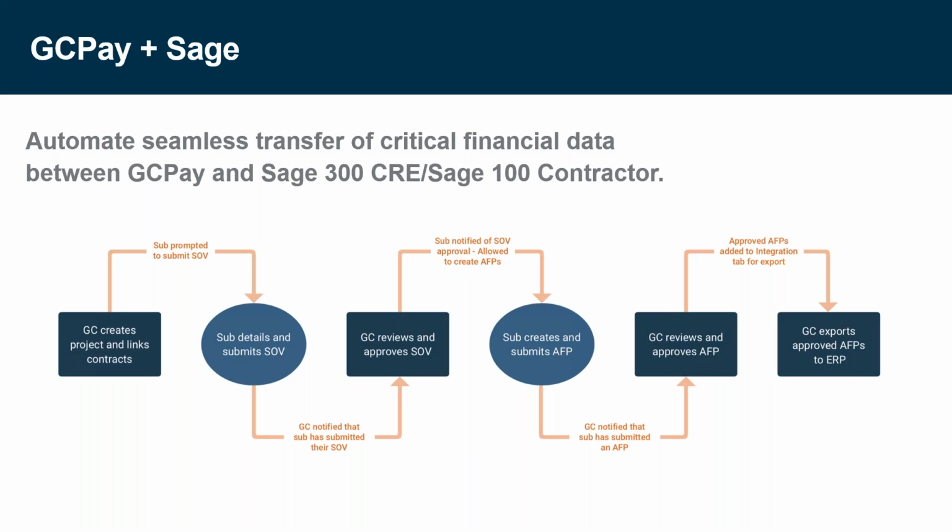As you can see from the flow diagram on the bottom, these will actually be the steps that we walk through in the presentation here today. And we will start by showing how we can connect our jobs from within Sage to our projects in GCPay. We will then show how we can manage the schedule of values within the GCPay platform.